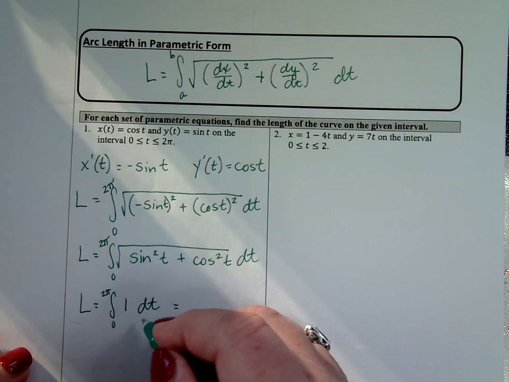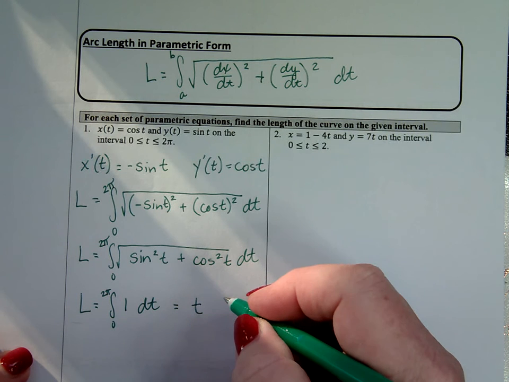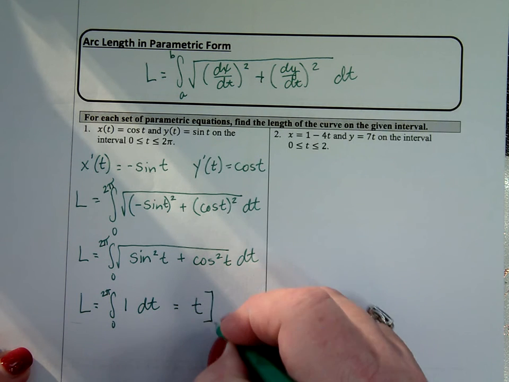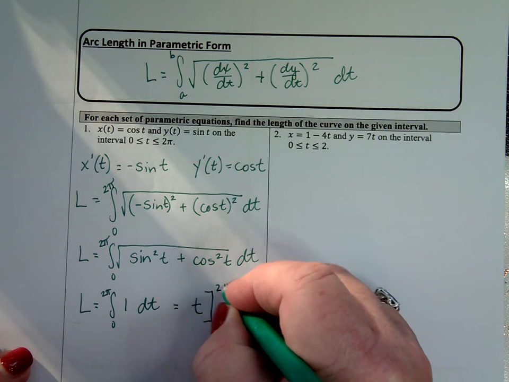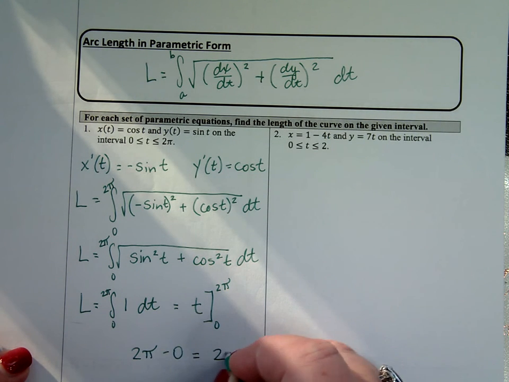Now I can take the integral of that. What's the integral of 1? The integral of 1 is t, and I want to evaluate that going between 0 and 2 pi. So you literally take the integral, then you evaluate it. It's going to be 2 pi minus 0, f of b minus f of a. My answer is 2 pi.